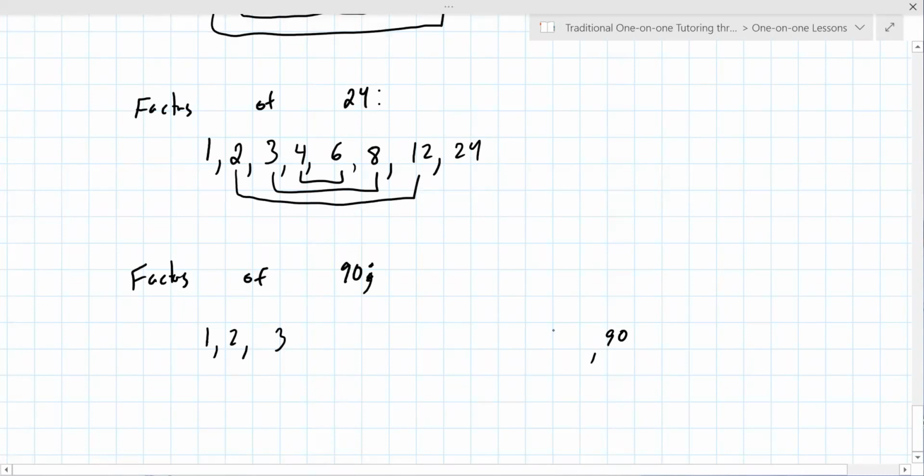2 goes with 45, right? How about 3? What does that go with? 3 goes with 30. Okay, now you keep going. That way, each time you get one on either side.